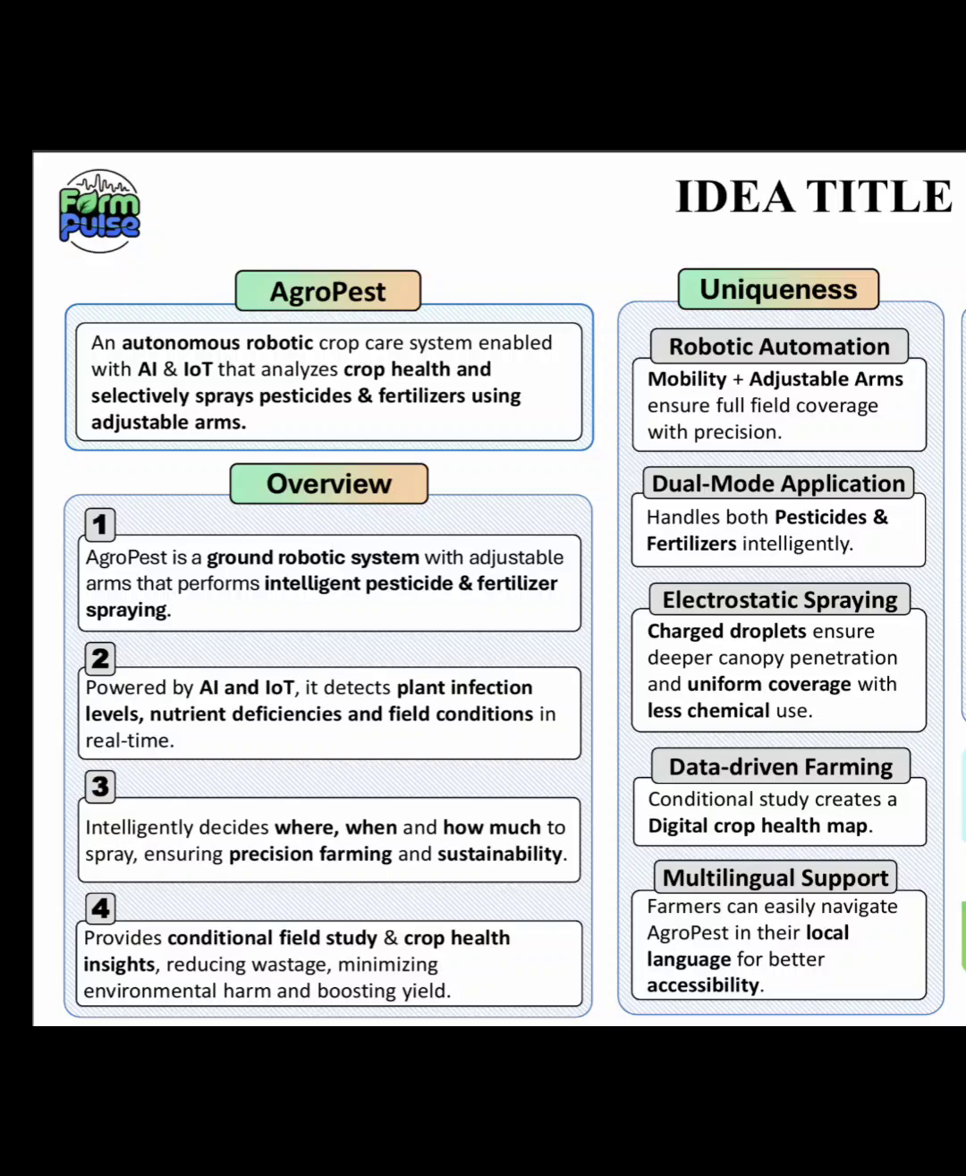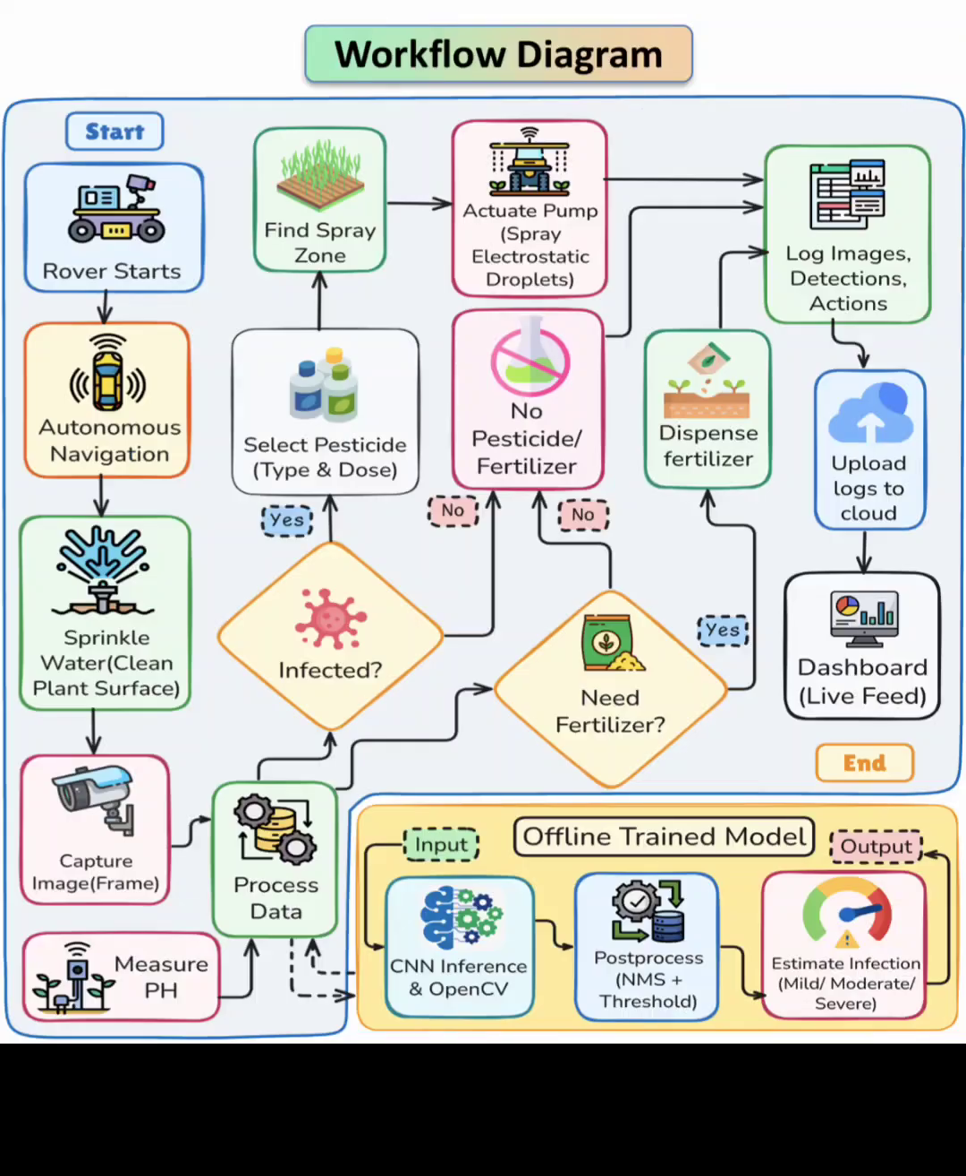Our innovation, AgroPest, is an AI and IoT powered autonomous rover which is designed to revolutionize modern farming. Our workflow diagram states the rover will first start. It will sprinkle water to make the plant surface clean. Then it will capture an image and process the data. If it detects an infected plant, it will select the pesticide type and dose, find the spray zone, and actuate the pump.